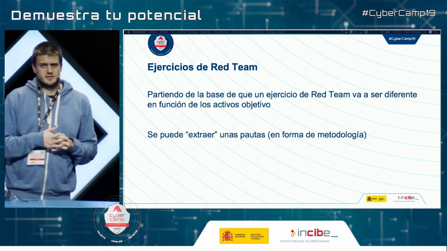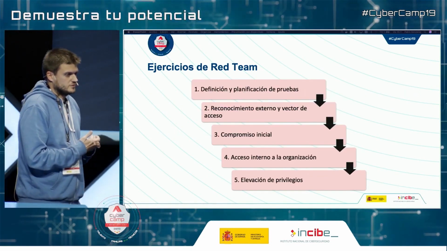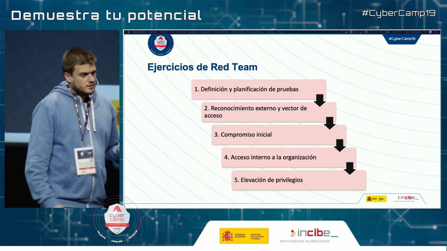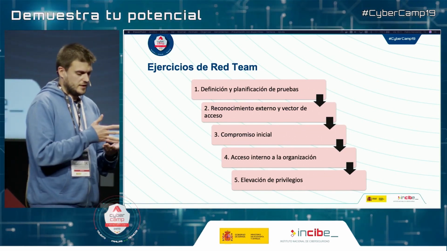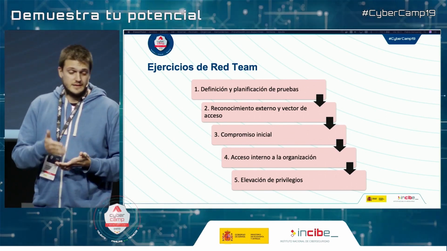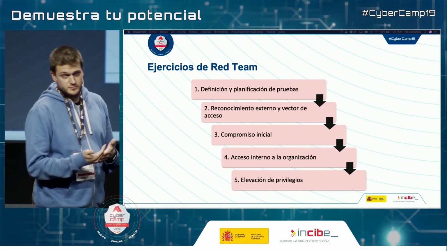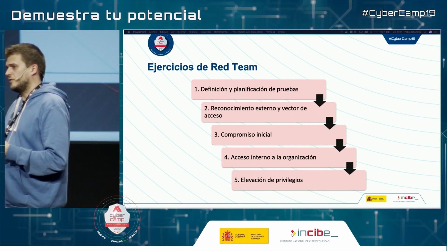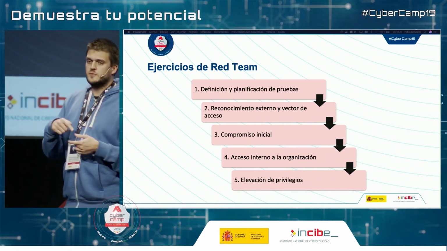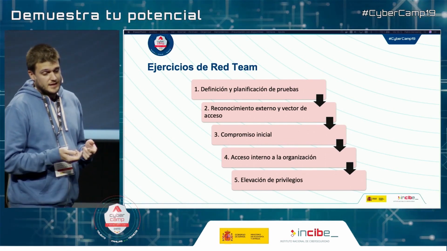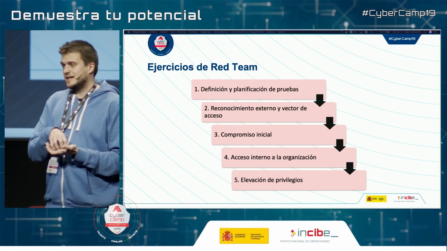So we're saying we can extract some patterns, some different guidelines. So what are these? Defining and planning the tests, number one. As I was saying before, planning is essential. And number two, external recognizing and the access vector. And here we will see how we can access. And number three, initial or original compromise.